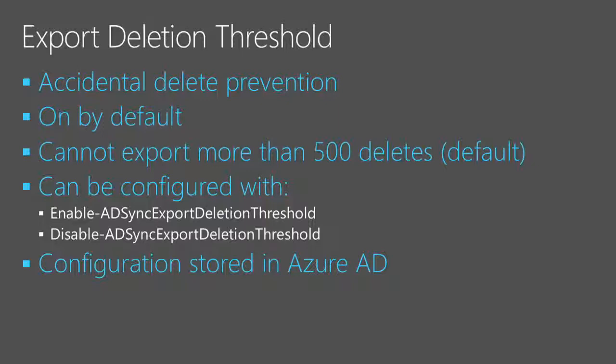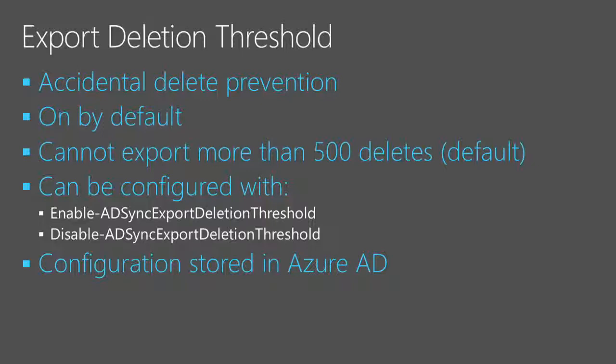You can also obviously use the PowerShell command to change the setting. If 500 is not a good value for you, then just go and change the setting. And this is stored in the cloud. So even if you're using the staging server I talked about, the setting will actually move between the servers in that case. You don't have to run this on every server.